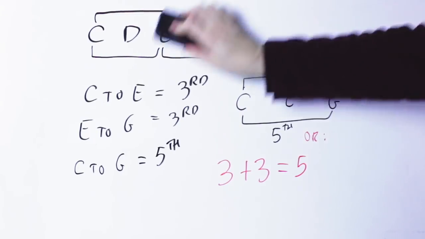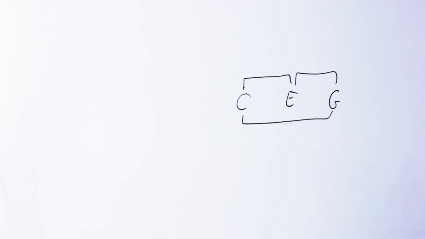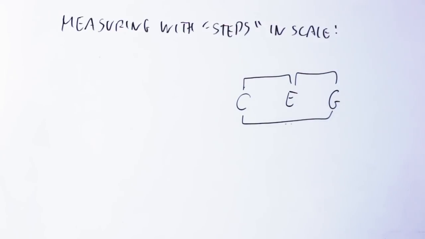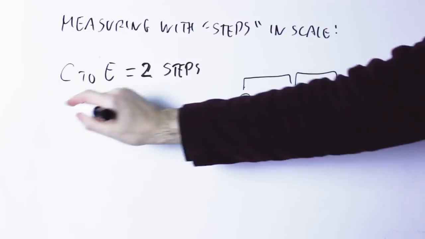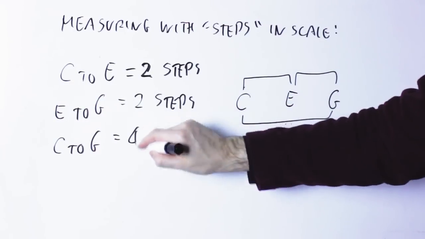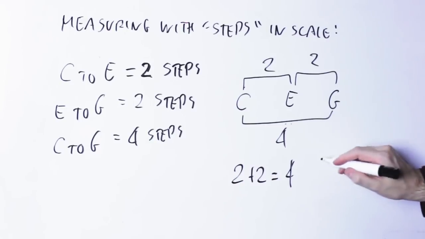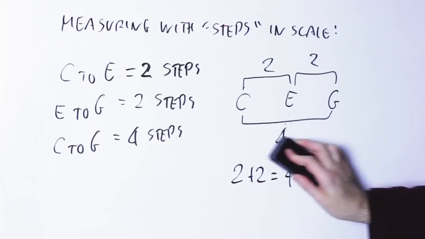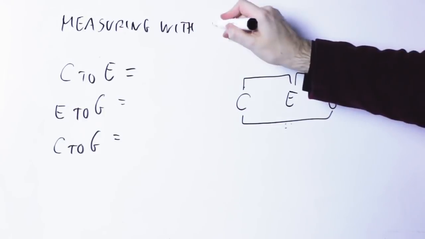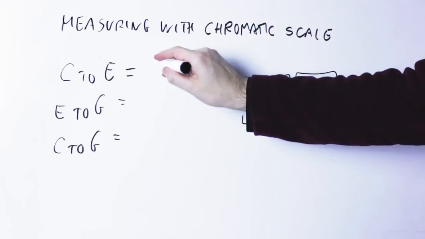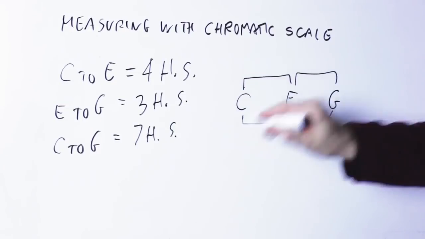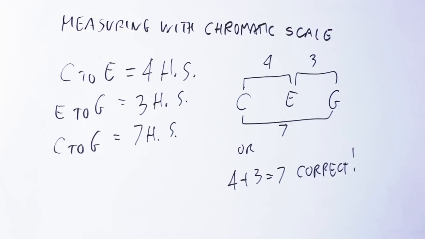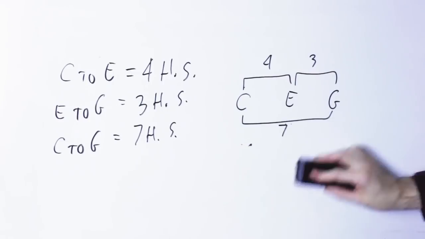Now notice how this problem would not happen if we were measuring the intervals in one of the other ways I've shown before. If we were thinking inside the scale and measuring the intervals in steps, C to E is 2 steps, E to G is 2 steps, C to G is 4 steps, and even if all those steps are not exactly the same, because sometimes they are 1/2 step long and sometimes 2/2 steps long, still 2 plus 2 will be 4. And if we were measuring in the chromatic scale, C to E has a distance of 4/2 steps, E to G a distance of 3/2 steps, C to G a distance of 7/2 steps. 4 plus 3 is 7, everything would have worked perfectly.